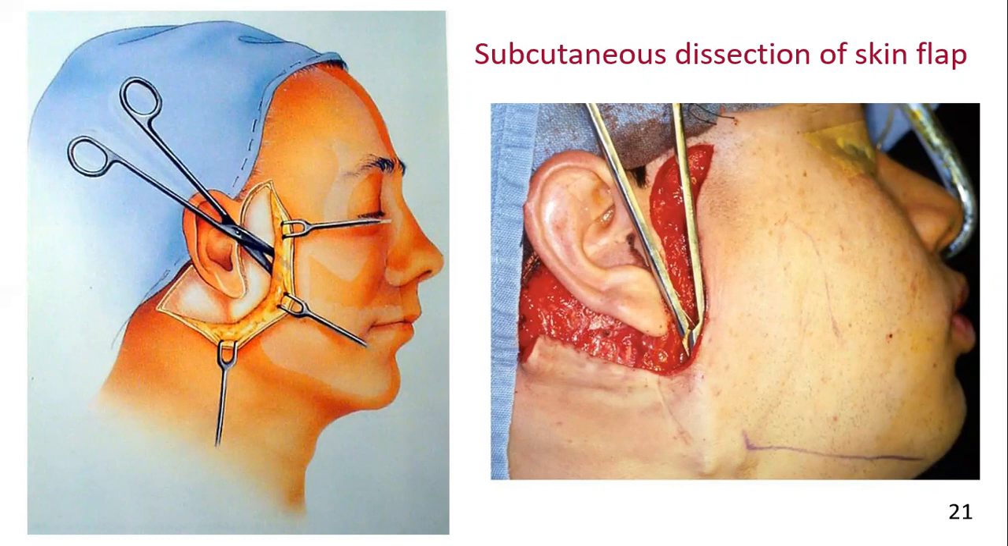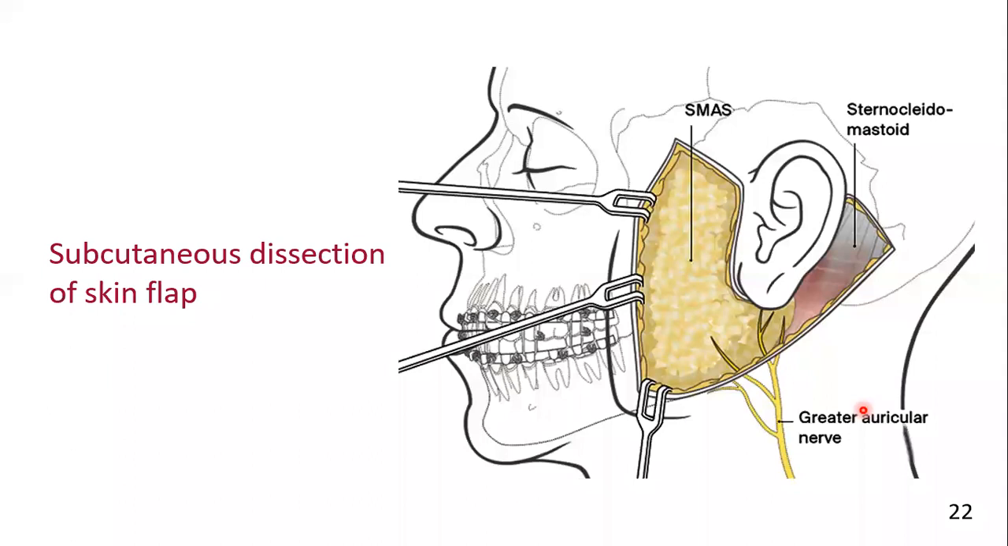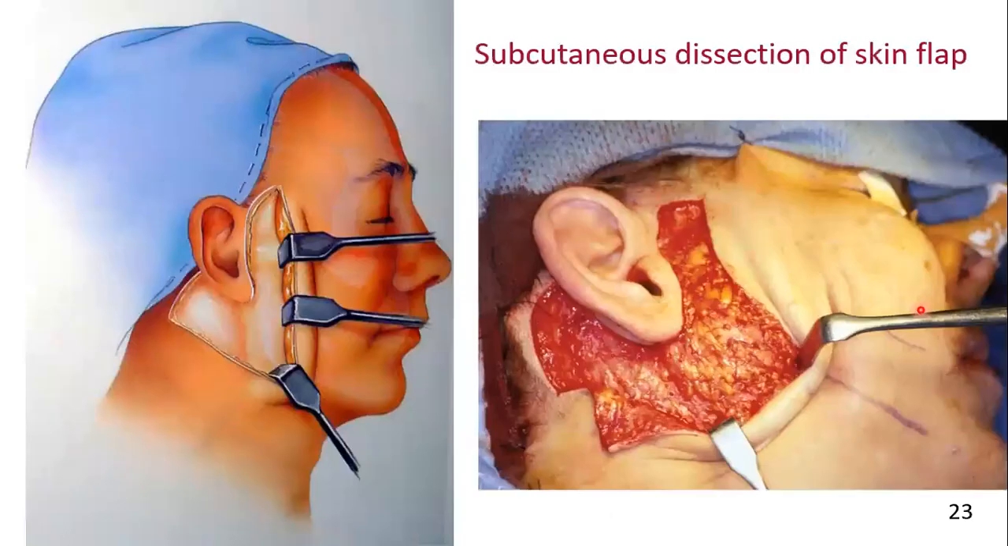Hemostasis is then achieved with electrocoagulation of the bleeding subdermal vessels. The flap is undermined above the superficial musculoaponeurotic system level to identify the posterior border of the platysma and the nearby great auricular nerve. Illustration and photograph showing the extent of the subcutaneous dissection necessary for exposing the posterior mandible.